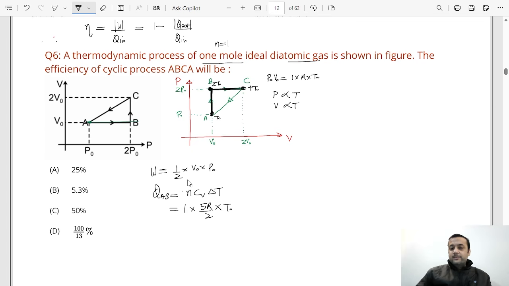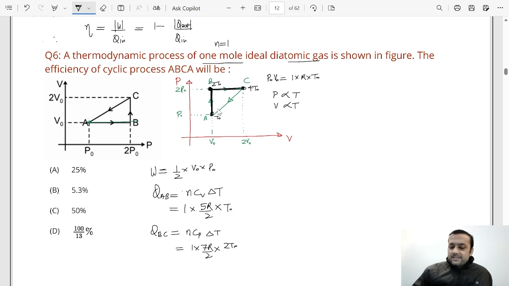Now for QBC, what is the value of QBC? Look, this is an isobaric process, so it will be written as nCp delta T, and delta T is clearly 4T0 minus 2T0. Cp will be 7R/2 for a diatomic gas, and delta T will be 4T0 minus 2T0, that means 2T0.